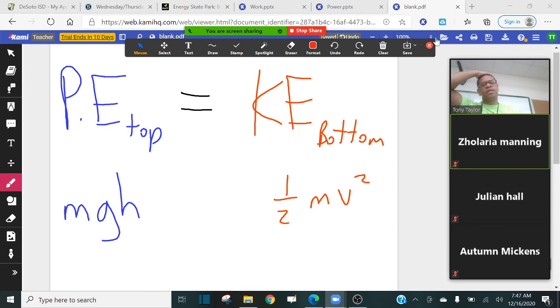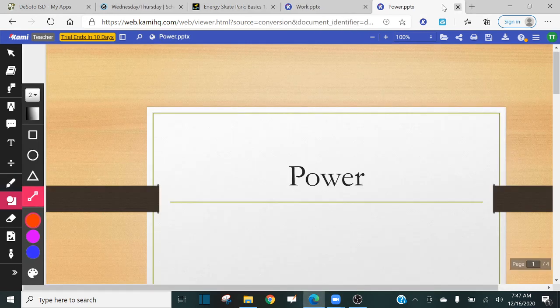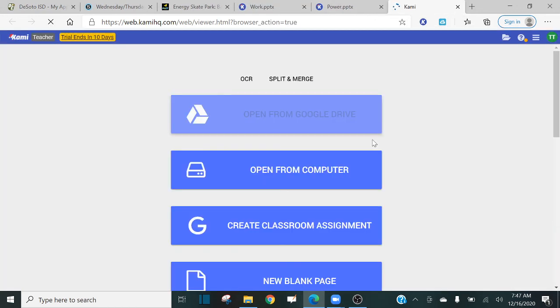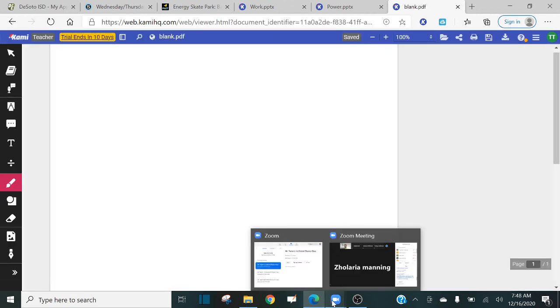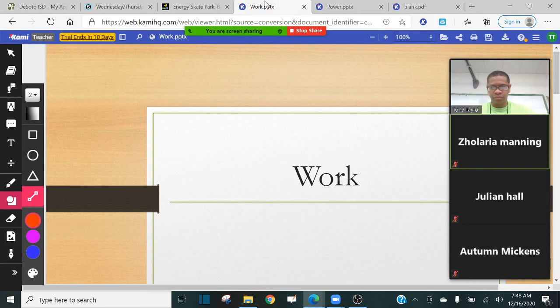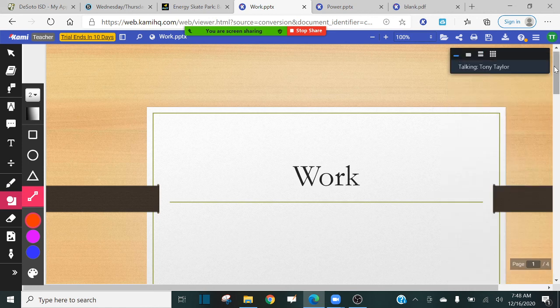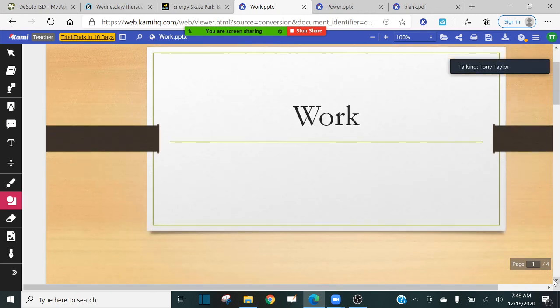All right, guys. Let me move on from this and talk about work and power. We're going to start with the work power point first. Work and power is really easy. Basically, all you have to do is just know how to use the equations. So this is the PowerPoint that I have uploaded into Schoology right now. The first PowerPoint is called Work.